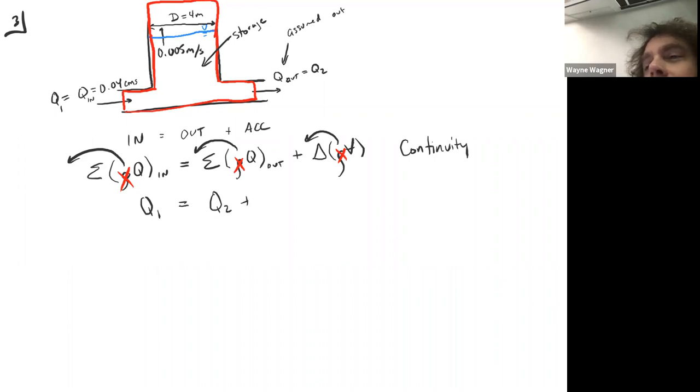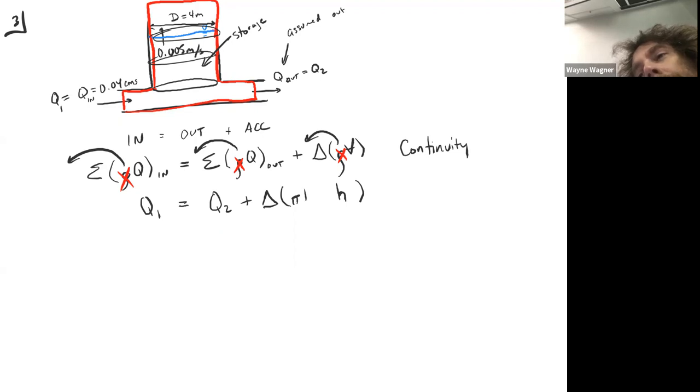And then this is the change in volume, and so I need to define the volume. In this case, this is a prismatic solid. We just talked about this the other day. A prismatic solid has a constant cross-sectional area, so the area here is the same as the area here, and the same as the area here. So the volume is always the area of the bottom times the height. And the area of the bottom in this case is pi times the diameter squared divided by 4.